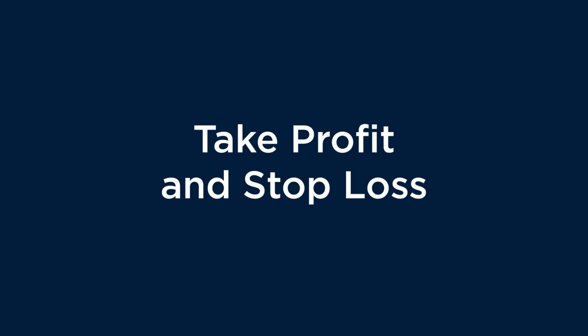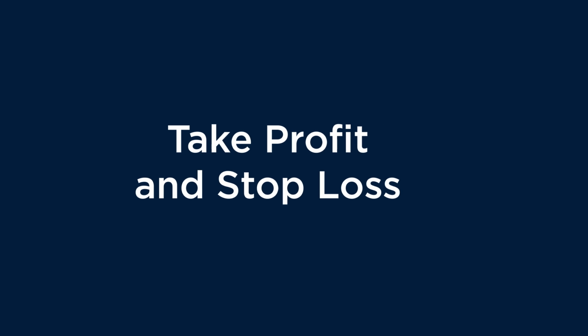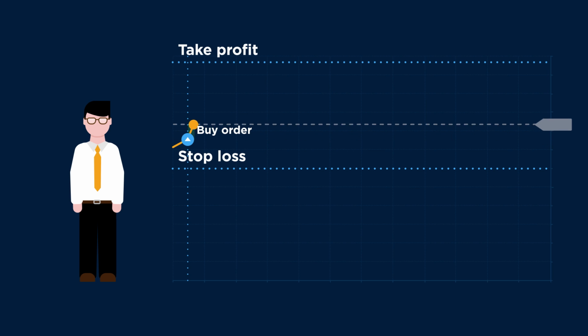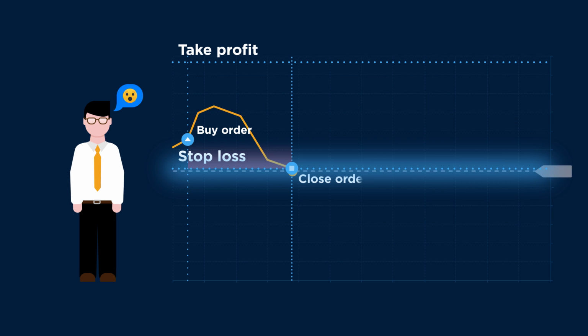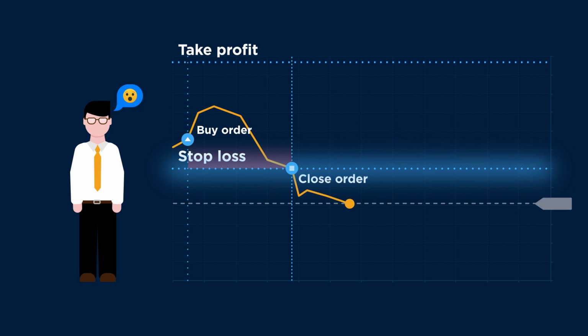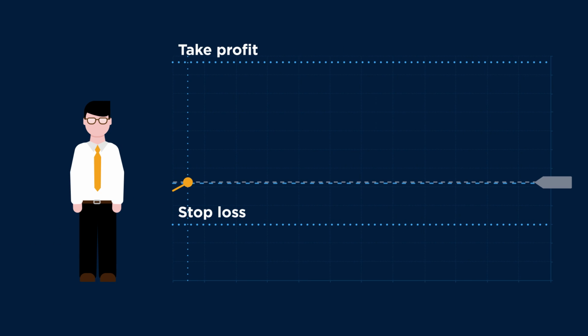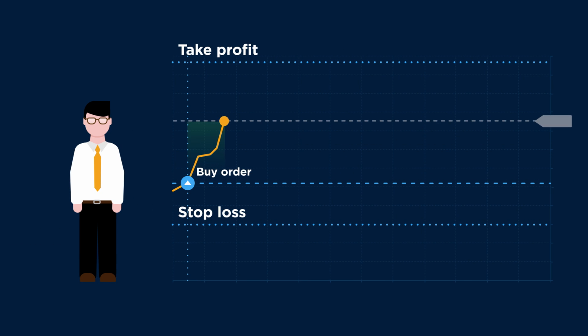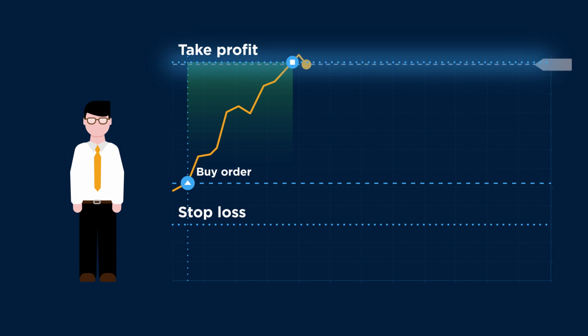Take profit and stop loss. Stop loss marks the maximum level of loss you can bear for the order. If the price goes against your prediction, take profit marks the price level at which you agree to close your order and fix the profit.